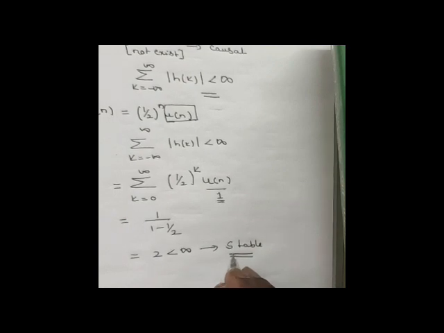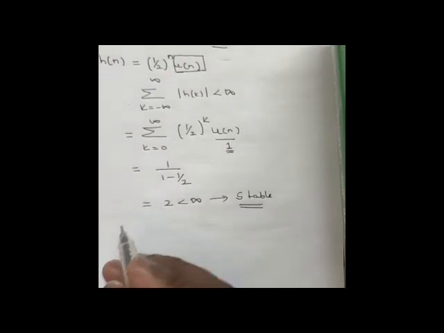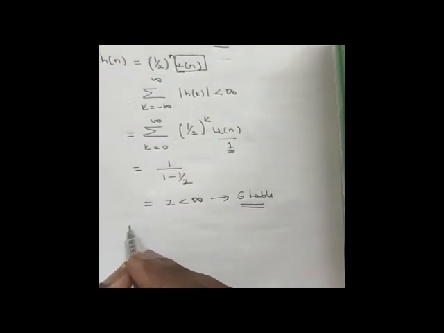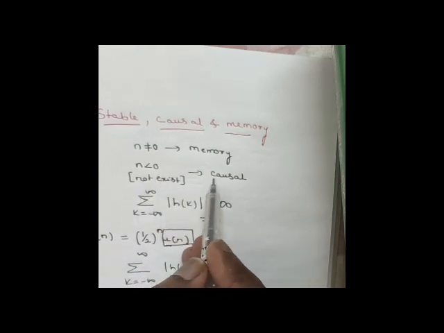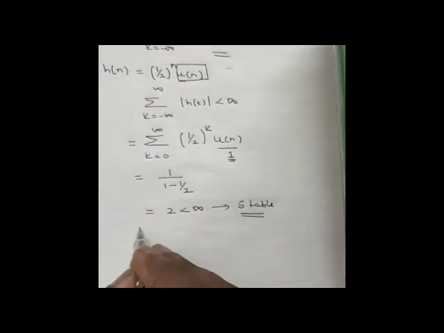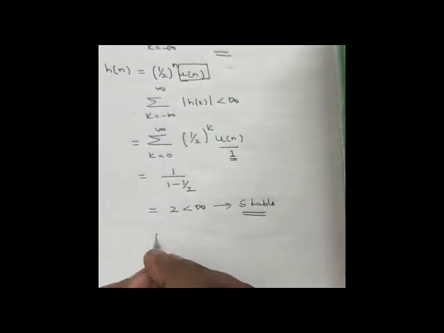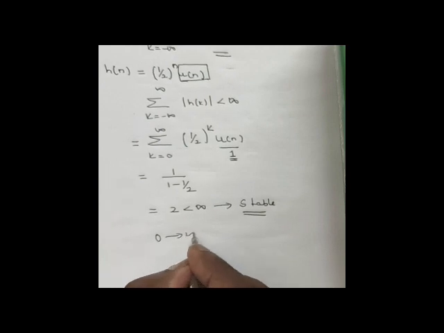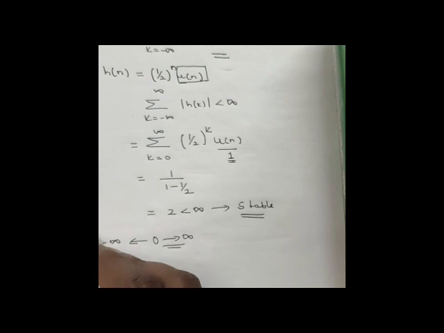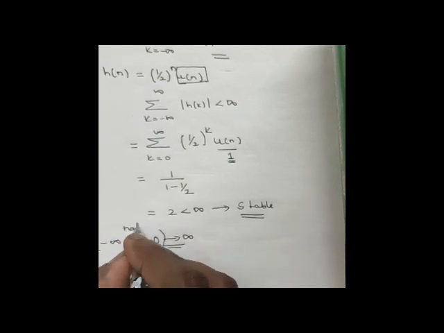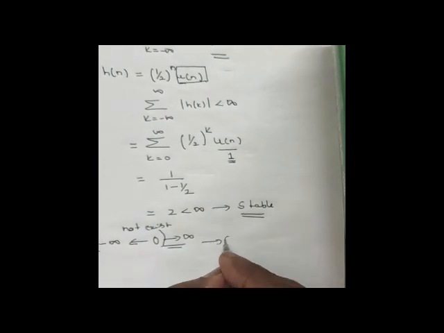The second one is whether the system is causal or not. So how to find causality? We already know that if n less than 0 does not exist, it is a causal system. So for h of n equal to (1/2) to the power of n into u of n, u of n varies from 0 to infinity. So there is no negative value up to infinity, so this portion will not exist. So the system is causal.